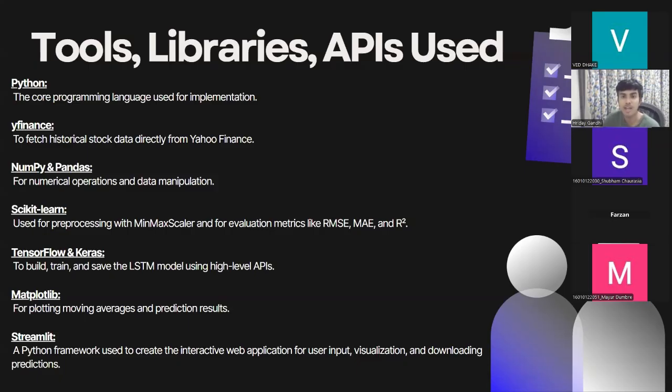Finally, we built an interactive front-end using Streamlit, a Python-based web app framework that lets users enter stock tickers, train models, and view forecasted results. So on to the next slide.